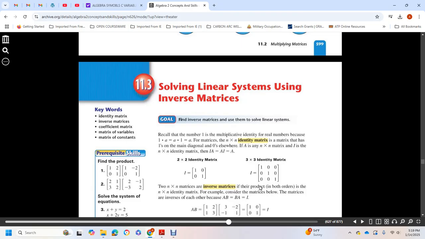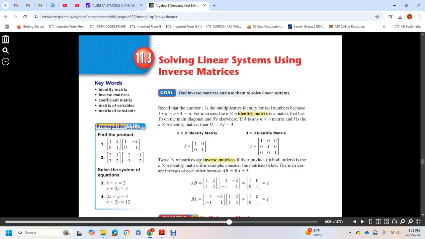If A is an n by n matrix, then I is the n by n identity matrix. The identity matrix satisfies I times A equals A times I equals A. So the 2 by 2 identity matrix is 1 0 0 1, and the 3 by 3 identity matrix is 1 0 0, 0 1 0, 0 0 1. And two n by n matrices are inverses if their products in both orders are the n by n identity matrix.